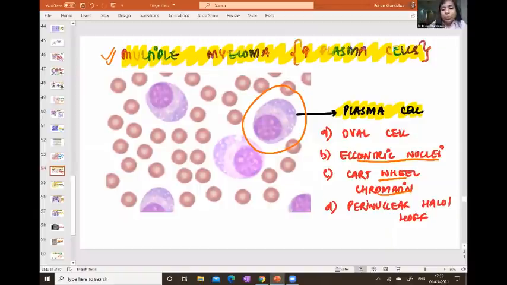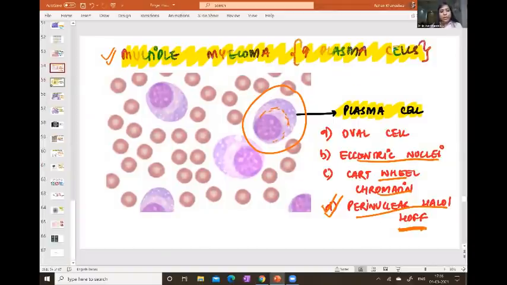What I use very frequently to diagnose that, yes, this is a plasma cell, is a perinuclear hof or a perinuclear halo. In this image, can we appreciate that there is an empty space or a halo around it? So that's a perinuclear halo or perinuclear hof, which we see in a plasma cell, right? So this is how a plasma cell looks in a case of multiple myeloma. Please remember, again, very important FMG questions, right?